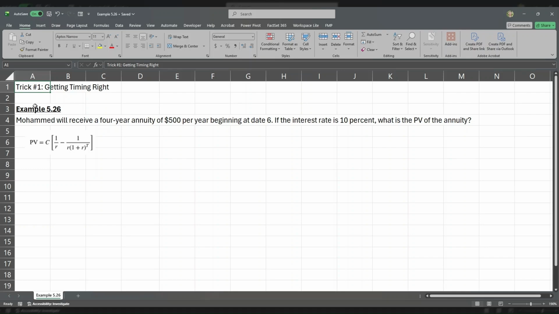Hello and welcome. Here we have example 526, and Mohammed is going to receive a 4-year annuity of $500 per year beginning at date 6. If the interest rate is 10%, what is the PV of this annuity?